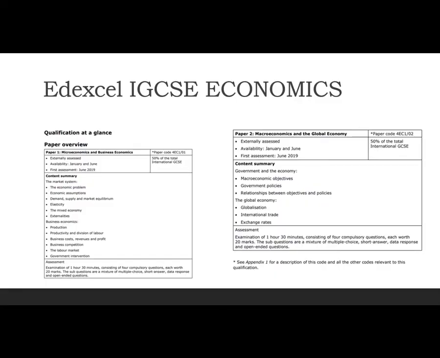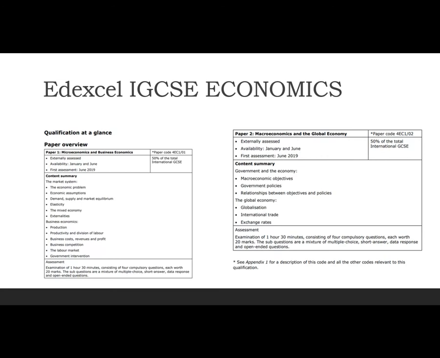Now, with Edexcel, what they call it is the iGCSE, which is basically the international GCSE qualification. And what you'll find across all the exam boards is that there's two papers, and they each have 50% weighting. Paper 1, which is purely microeconomics, and paper 2, which is macroeconomics. So microeconomics, the study of individual markets, and macroeconomics is the study of the economy as a whole. Okay, and you'll also be studying maybe international economies as well. So that's what you'll have with the Edexcel.